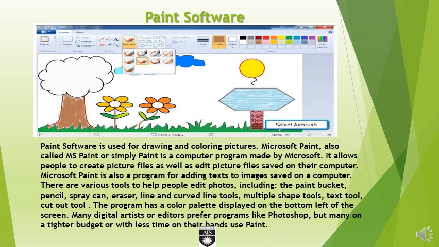Microsoft Paint is also a program for adding text to images saved on the computer. There are various tools to help people edit photos, including the paint bucket, the pencil tool, the spray can, eraser, line and curved line tools, multiple shape tools, text tools, and cutout tool. The program has a color palette displayed on the bottom left of the screen. Many digital artists or editors prefer programs like Photoshop, but many on a tighter budget or with less time on their hands use this paint software.